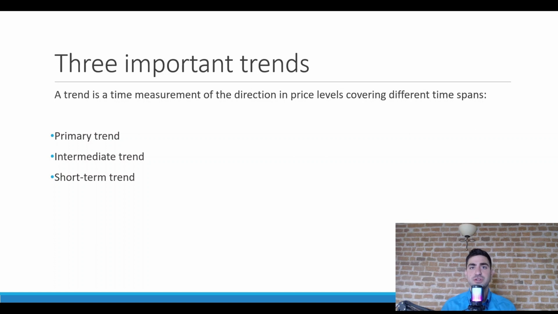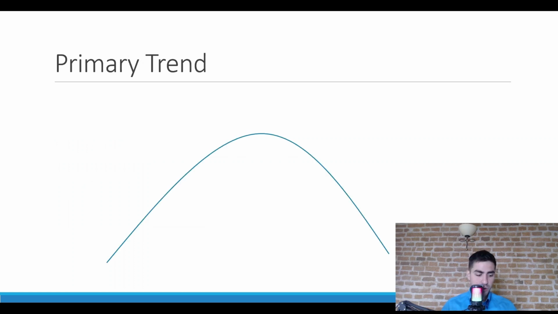Okay, so first things first, how can we define trend? Well, this is the time measurement of the direction of the price covering different time spans. We have three main trends that we use: primary trend, intermediate trend, and short-term trend. So the primary trend typically lasts from 9 months up to 2 years and it shows the attitude of investors towards the unfolding fundamentals within a business cycle.